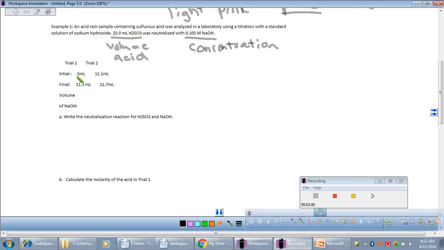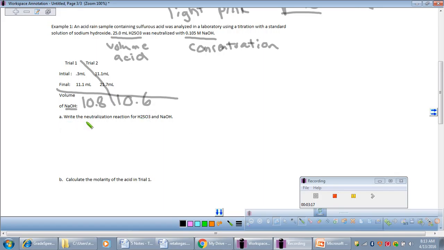So what you do is you read your burette. Remember, you read the burette from the top to the bottom. If it has 0.3 initially, and then after the first trial, 11.1, the volume of NaOH that was used is 10.8 milliliters. Again, in the second trial, we started with 11.1, we ended with 21.7, so the amount of base used was 10.6 milliliters. So this is our volume of our NaOH, our base. That is where you're going to start your stoichiometry.